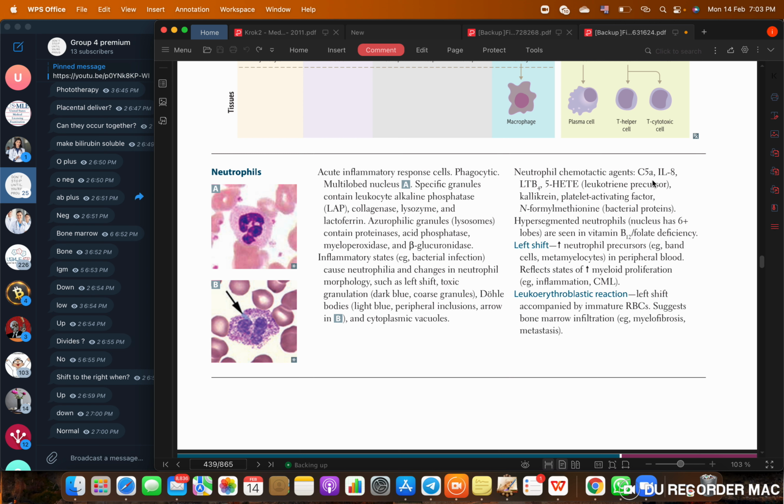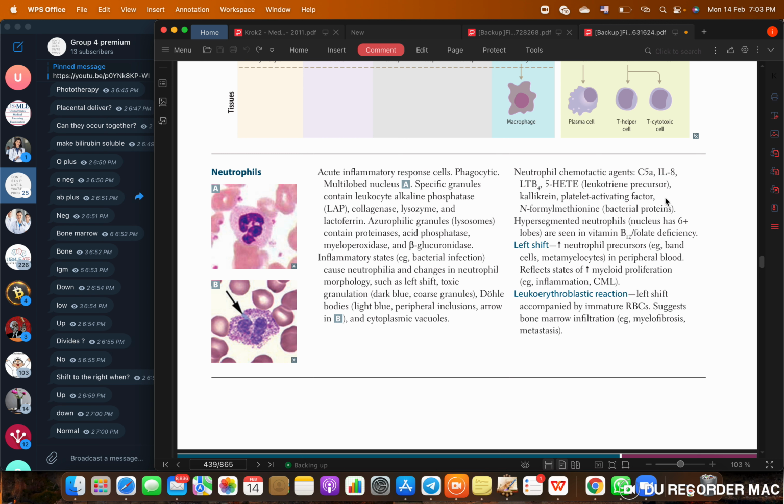So neutrophils' chemotactic agents include C5a from the complement pathway, interleukin 8, which is one of the interleukins. If you remember, I told you that it can keep the inflammation going because it looks like infinity. Leukotriene B4, only leukotriene B4. And to make leukotriene B4, we had to convert the arachidonic acid into leukotrienes utilizing the 5-lipoxygenase pathway. And the 5-HETE, which is a leukotriene precursor. Also, kallikrein and the platelet activating factor.